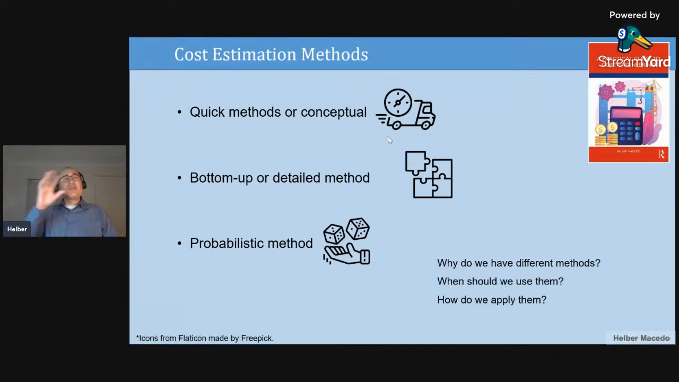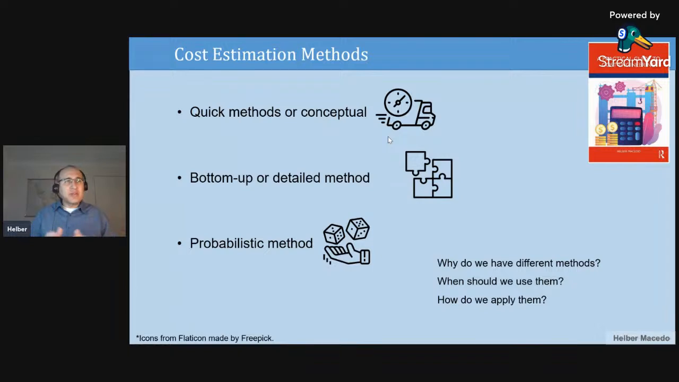So initially, what are the three main topics that we will discuss today? Okay, the first is the quick methods. Why? Because, like the name says, a conceptual method is fast. You have a few inputs and in a short time you are able to calculate your cost, to define the cost for your project, for your asset.